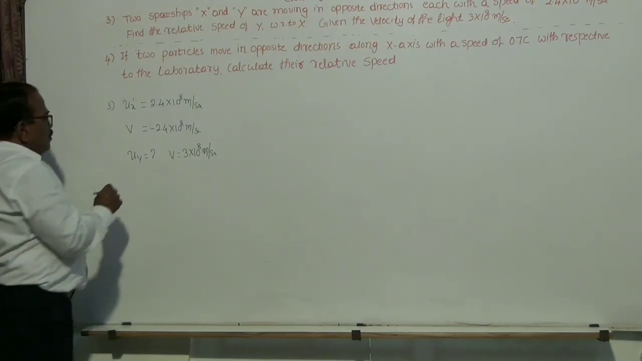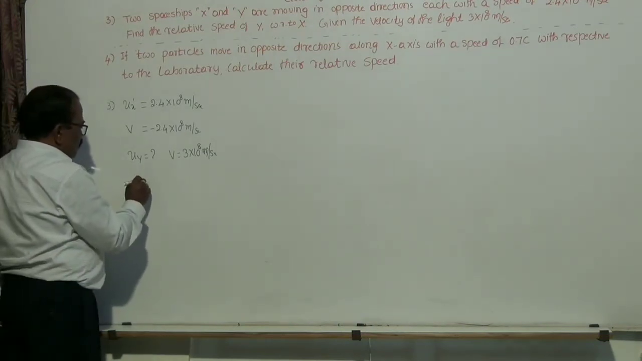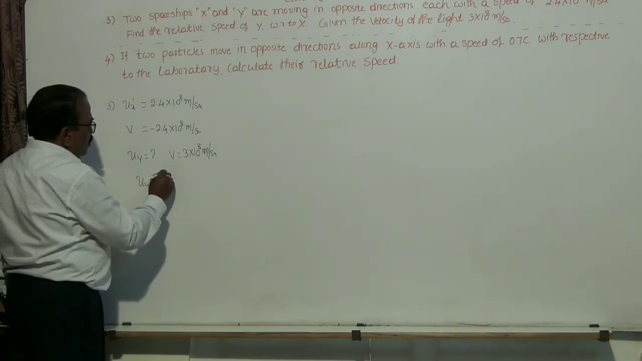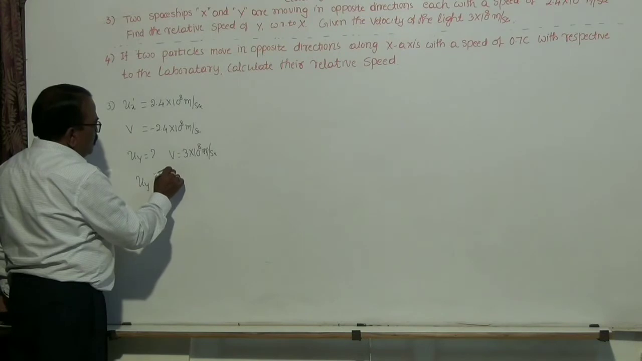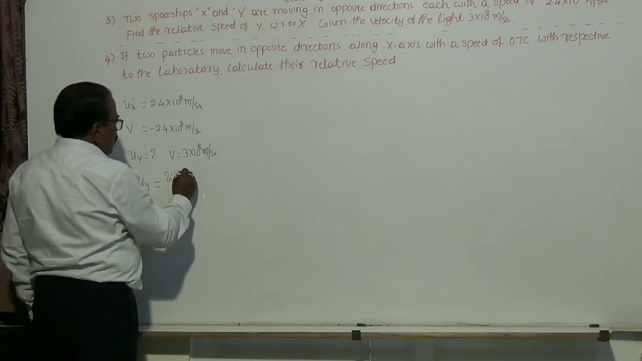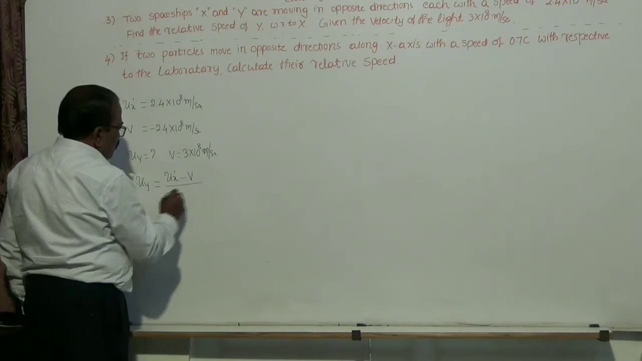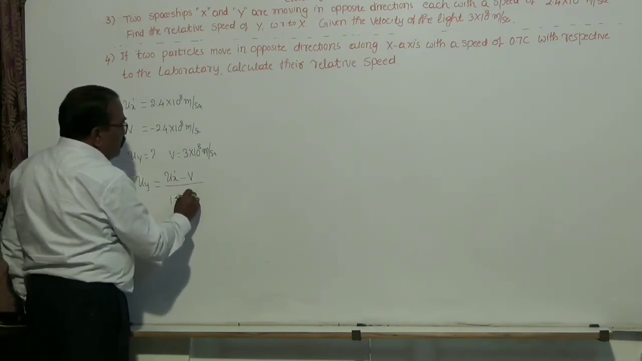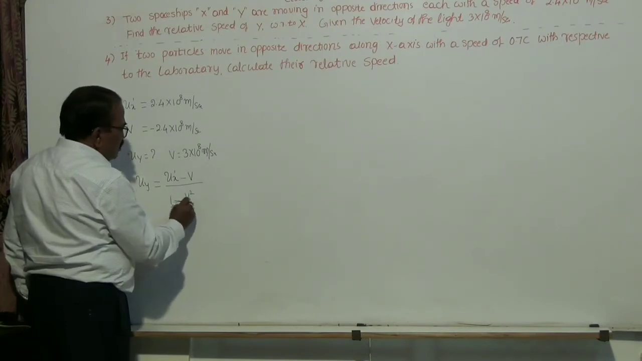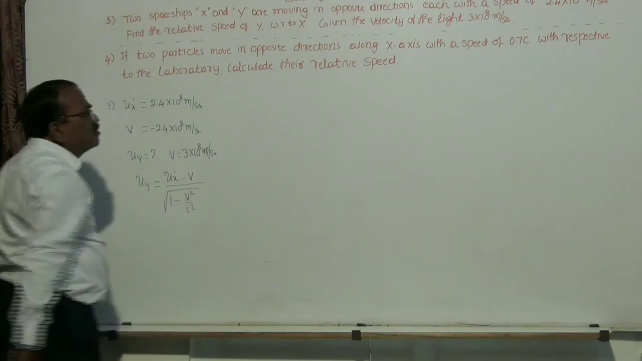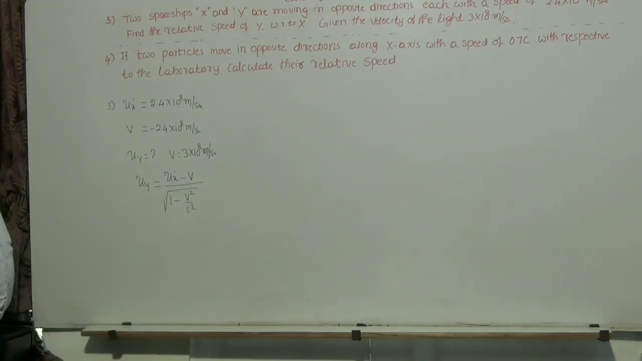Then the relative speed of y with respect to x is given by ux dash minus v upon 1 minus ux dash v by c square.